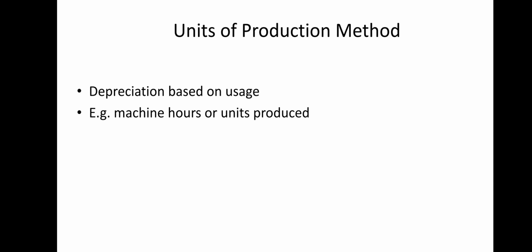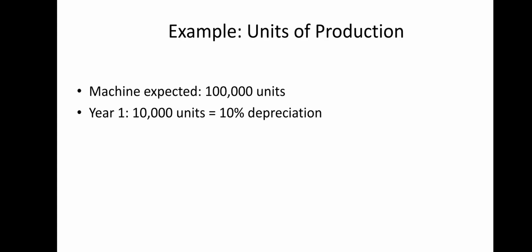Now let's look at the final method of depreciation, which is units of production. It is directly linked to depreciation based on the usage, for example machine hours or units produced. So if a machine is expected to produce 100,000 units and produces 10,000 in a year, that year's depreciation is 10% of the depreciable amount. This is ideal for assets where value depends on output, not time.